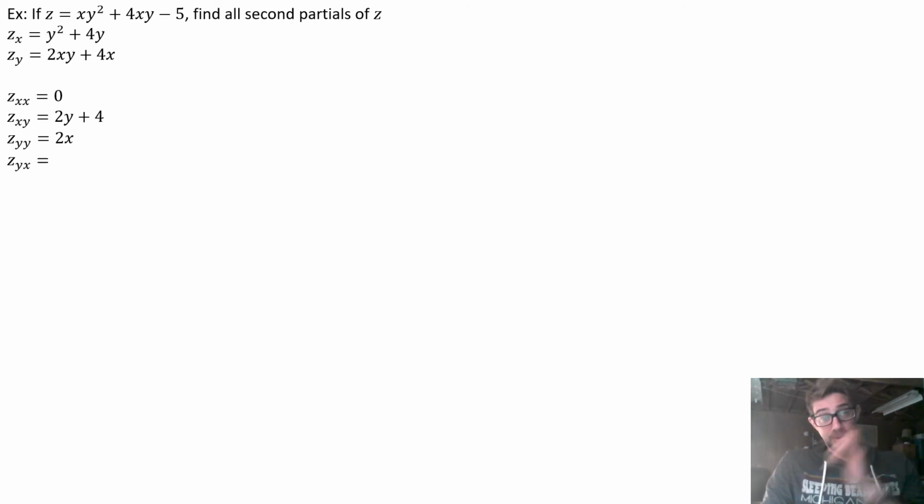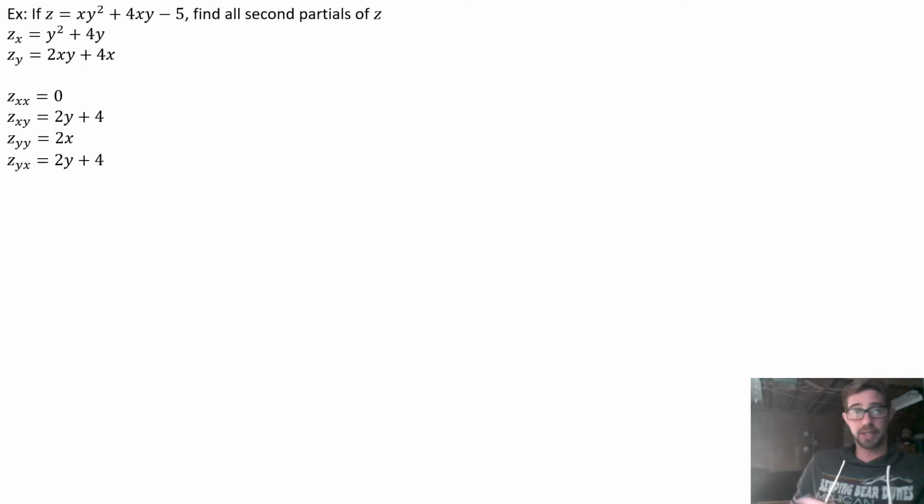Z_yx. Okay, the derivative of 2xy is just 2y, and the derivative of 4x is just 4 with respect to x. So it's just 2y plus 4. There they are. We could go farther. We could do z_xyy, obviously. We're not going to push it for no reason. And these things do have a concrete interpretable result, just like they do with one variable.